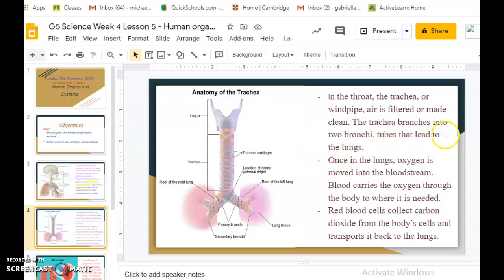So the trachea, as it goes down, will branch into 2 bronchi. One is this side and one is this side. So the two bronchi are tubes that lead to the lungs. Once in the lungs, oxygen will be diffused into the bloodstream. The blood carries the oxygen through the body to where it is needed. The red blood cells collect carbon dioxide from the body's cells and transport it back to the lungs.